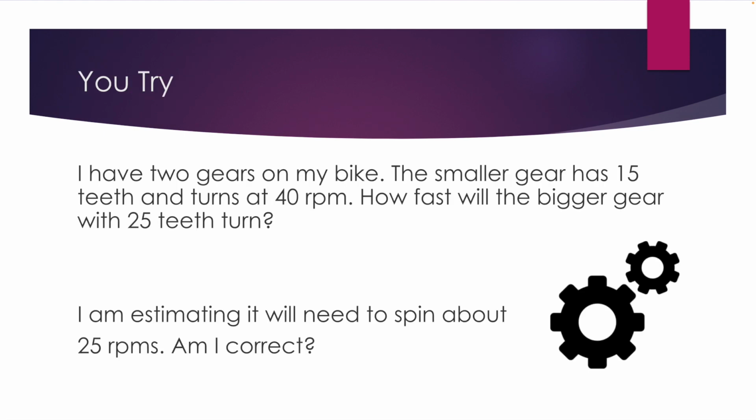Now let's try this one. So I have 2 gears on my bike. The smaller gear has 15 teeth. When we say teeth, we mean these little bits that stick out here. So it has 15 teeth and turns at 40 RPMs. How fast will the bigger gear with 25 teeth turn?